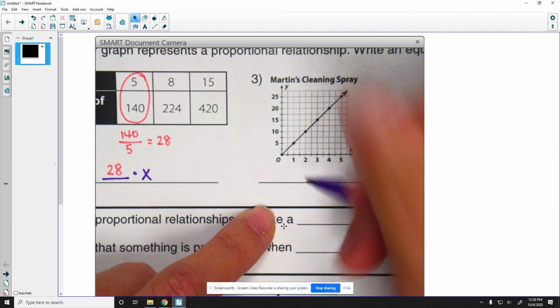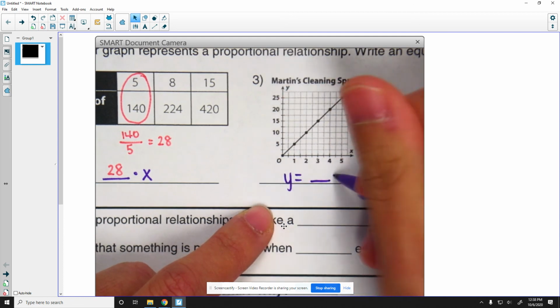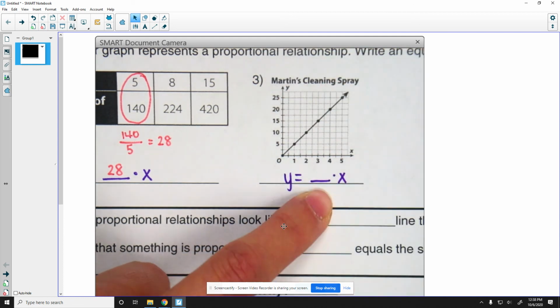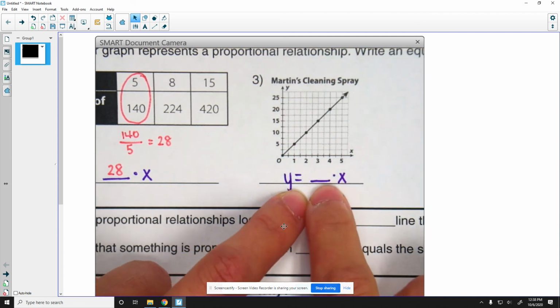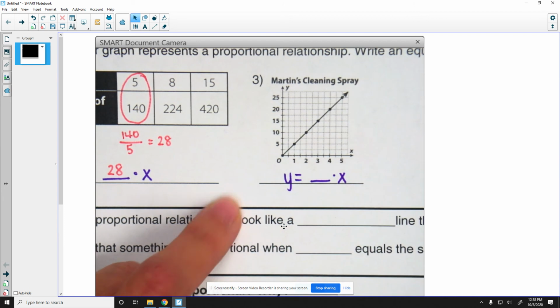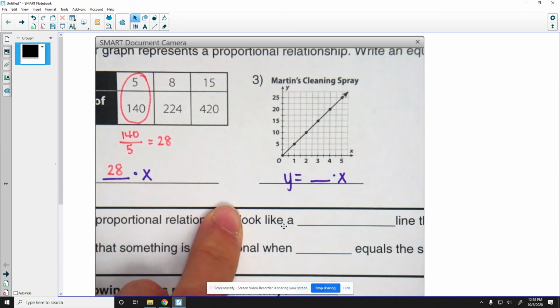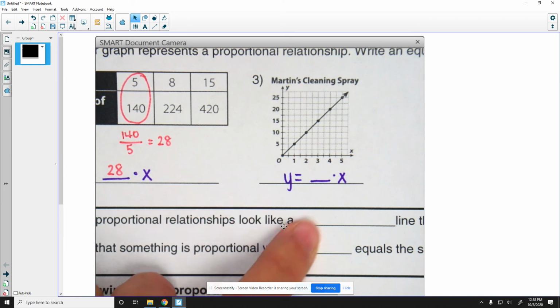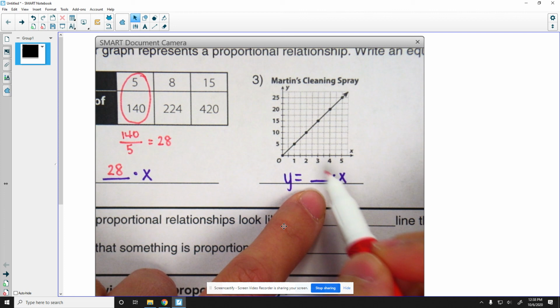I have a picture of a graph. My final answer is going to be y equals something times x. I still have to divide y by x, but I don't know where my numbers are. Dylan, what do you think? 5. How do you know that? Because 1 times 5, x times 5. Okay, so can someone tell us then? It is 5, you're right.